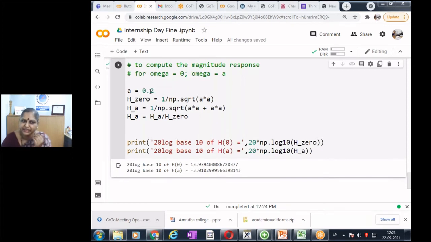Let me take A as say 1. So A as 1, then log of 1 is 0. So it is 0 dB, and when omega is equal to A, what happens is minus 3 dB. So what does it mean? A is the 3 dB cutoff.